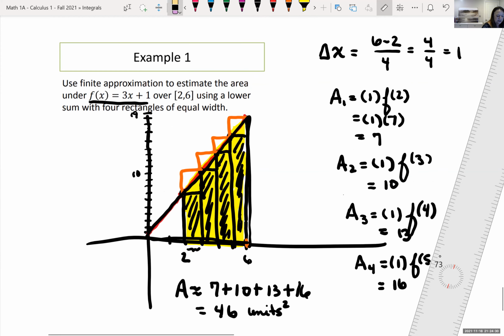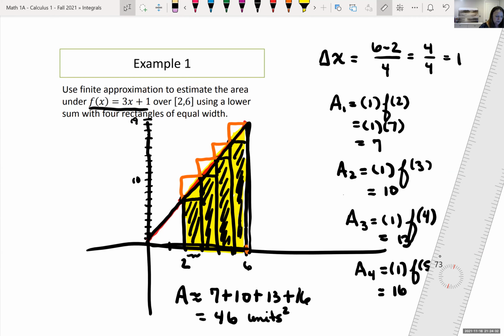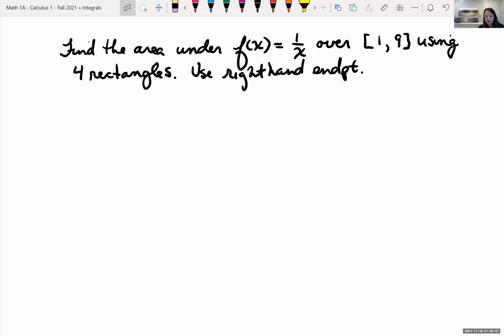Okay, so let me pull another example. So our next example is find the area under f of x equals 1 over x over the interval 1 to 9 using 4 rectangles. And we're going to use right-hand endpoints to find the height of the rectangle.